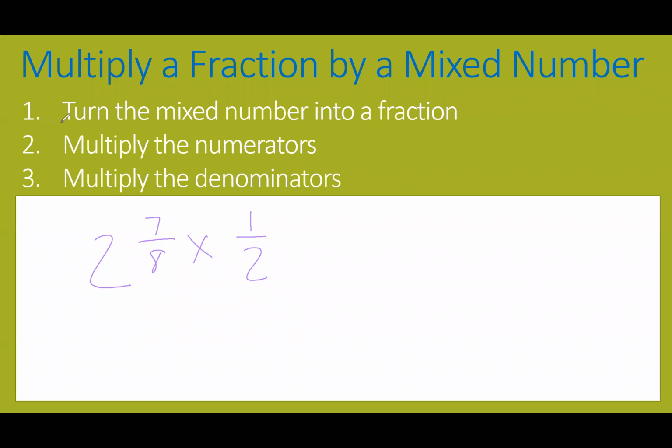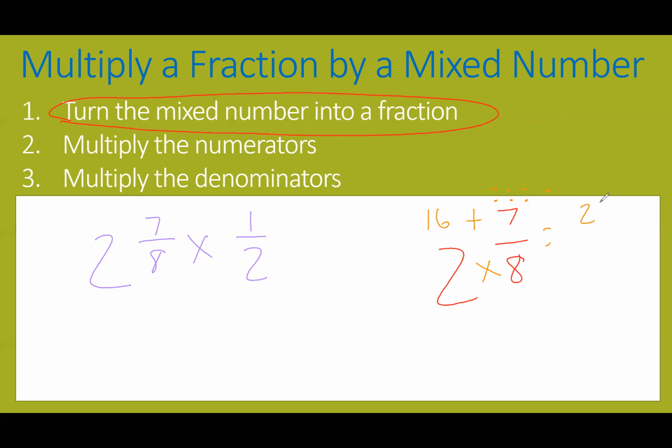So step 1, turn the mixed number into a fraction. 2 7/8. Step 1, multiply. 8 times 2 is 16. Step 2 is to add 16 plus 7. 16, 17, 18, 19, 20, 21, 22, 23. It's 23. And because our denominator was 8, it's going to stay at 8s.